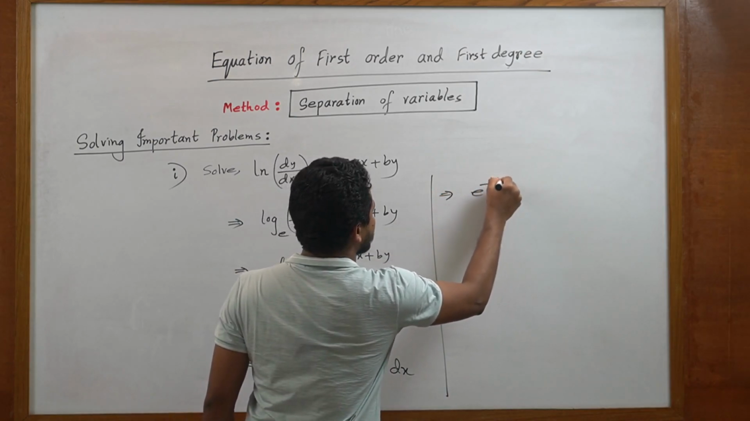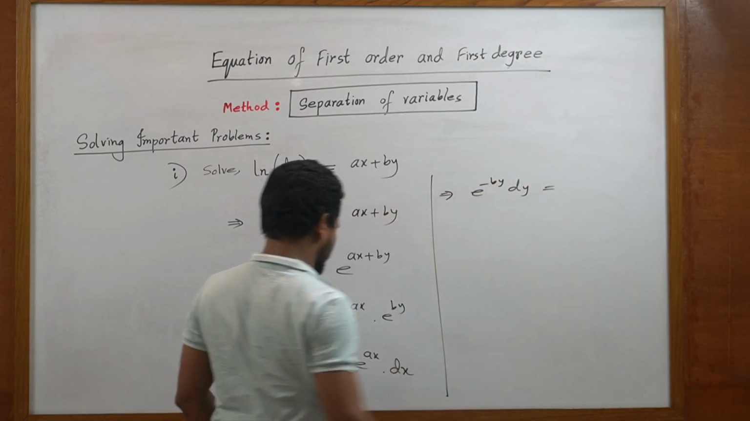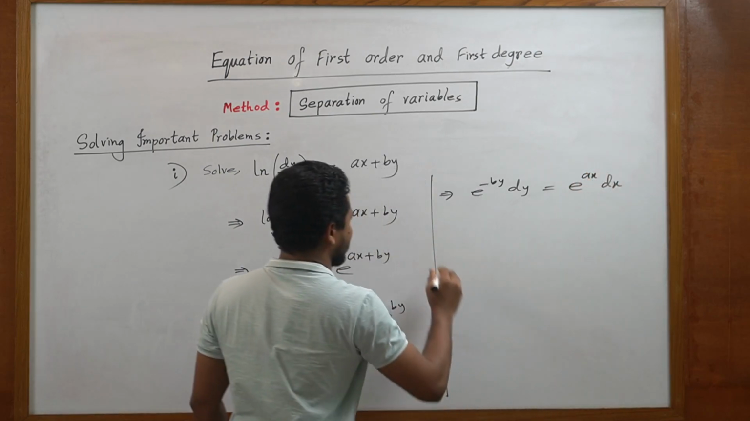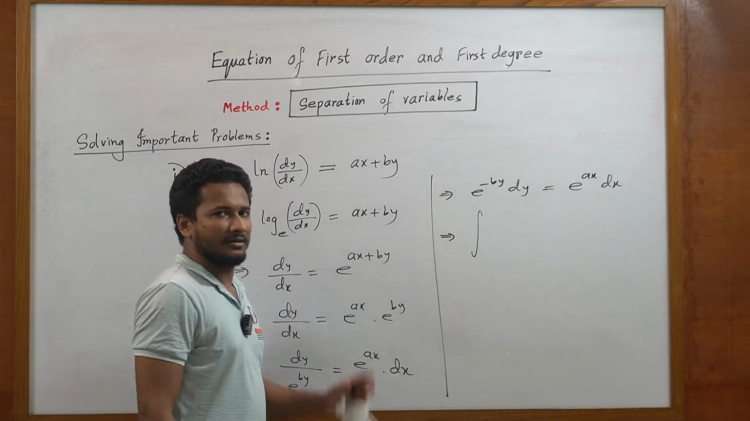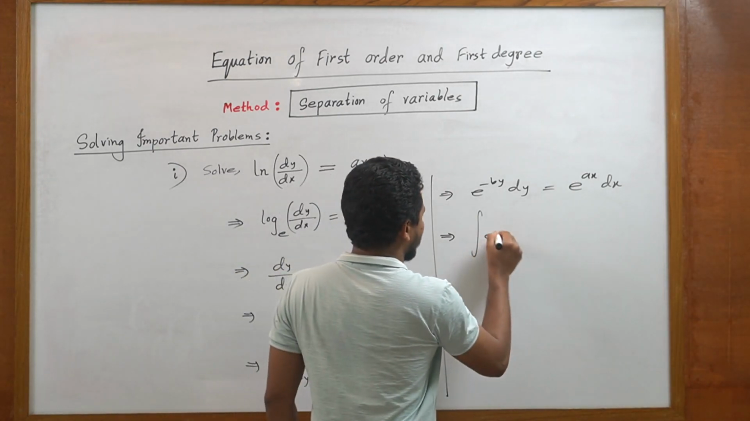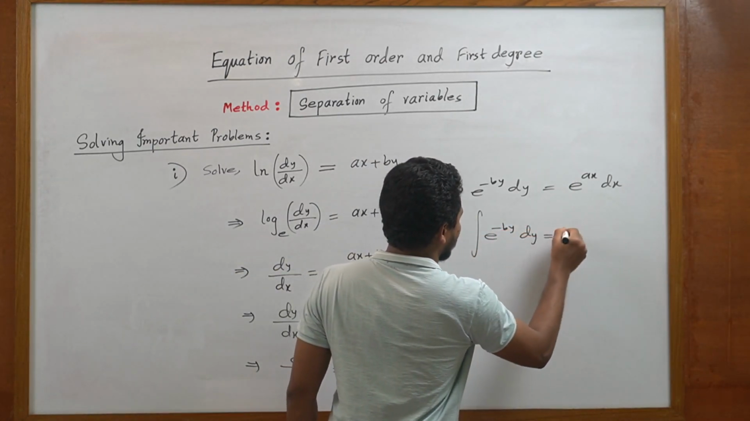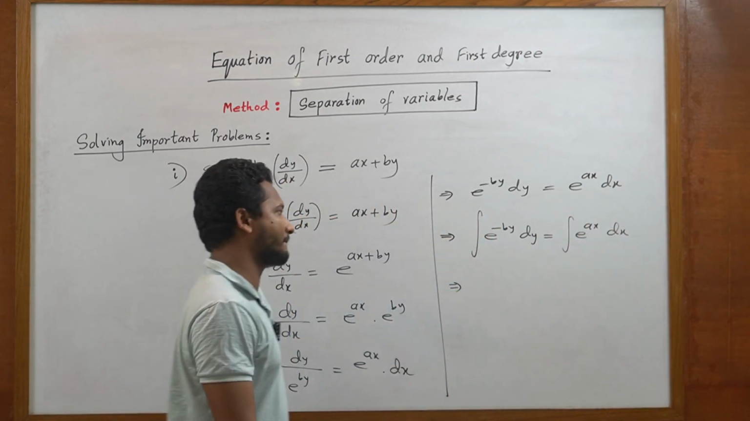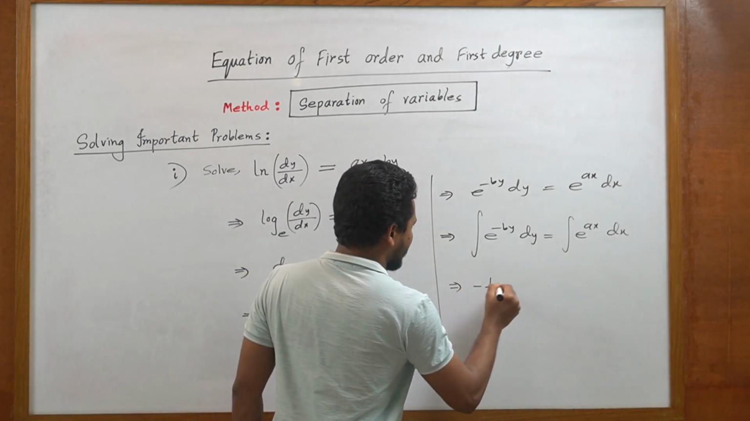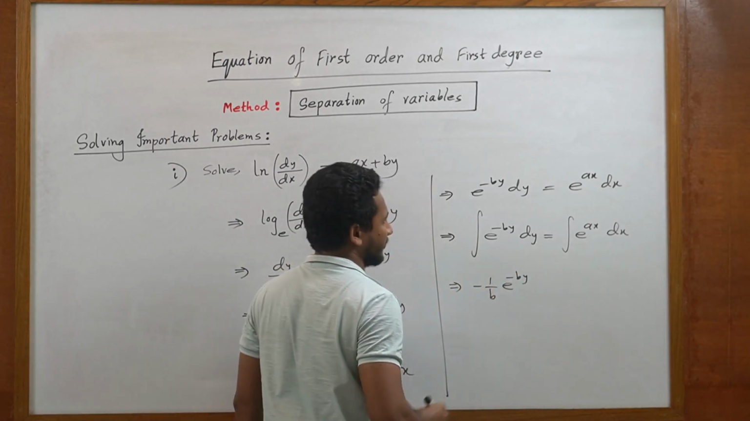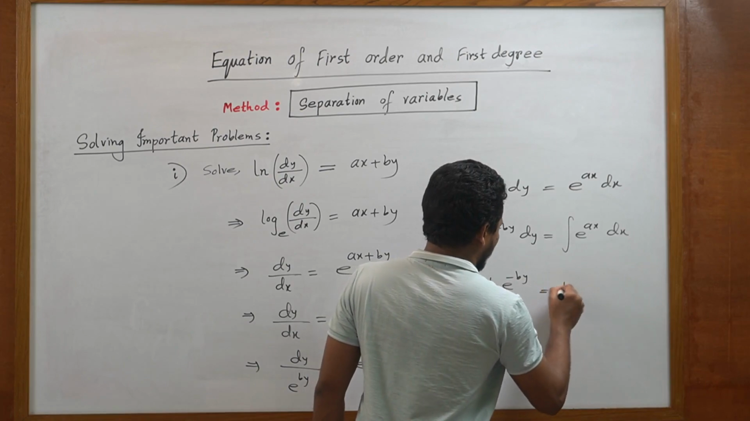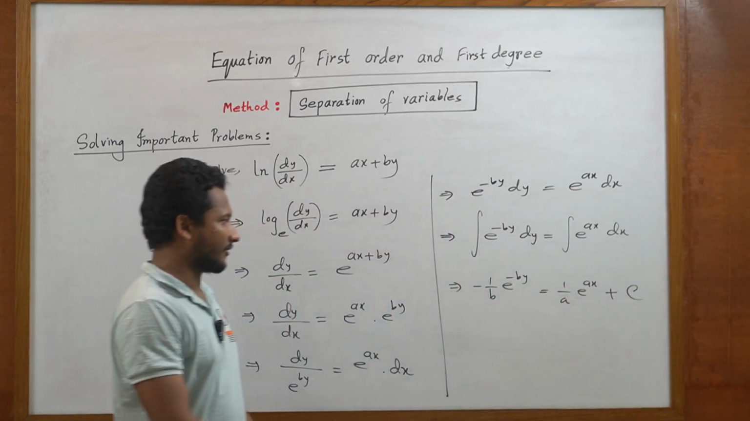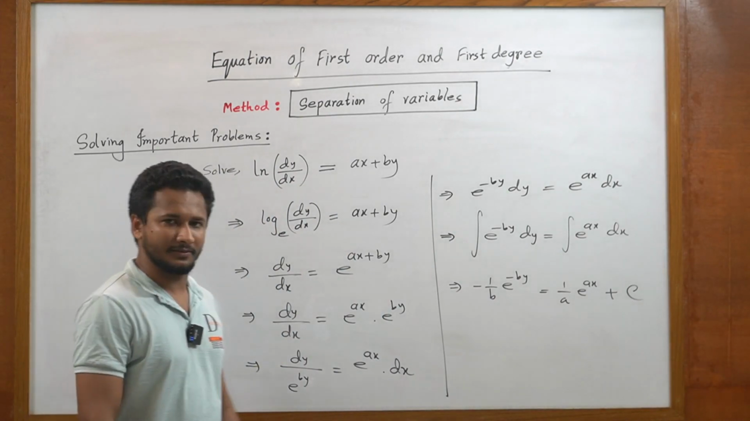e to the power minus by dy equals e to the power ax dx. Integrate both the sides. The integral of e to the power minus by dy is minus 1 by b e to the power minus by, equals 1 by a e to the power ax plus c. Okay, this is the solution.